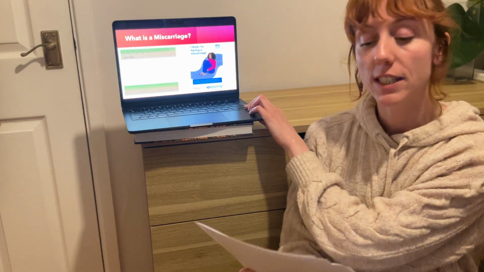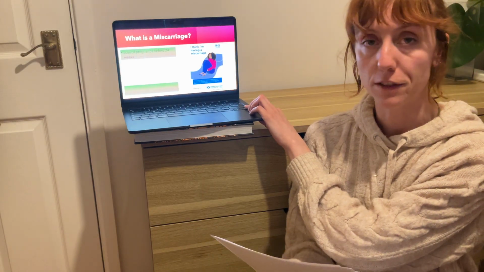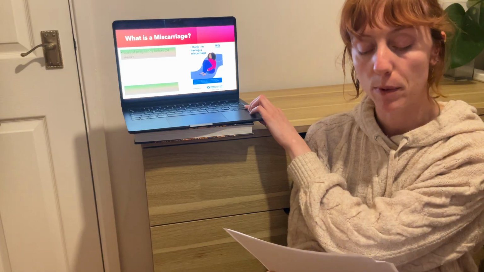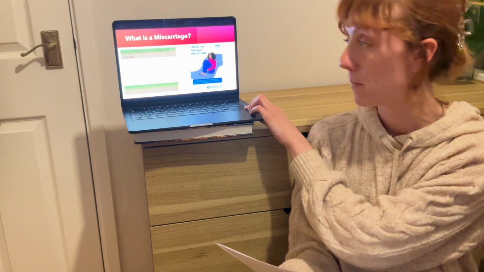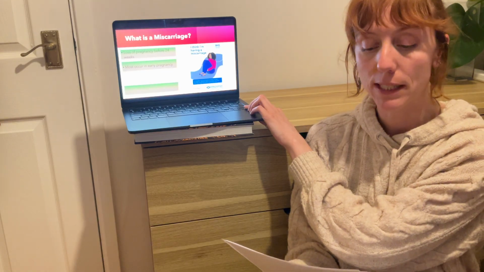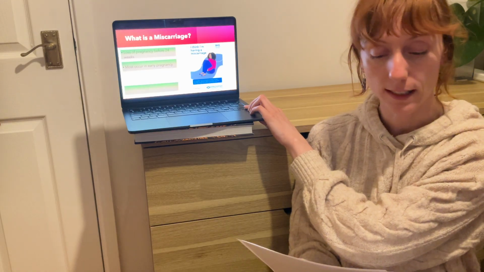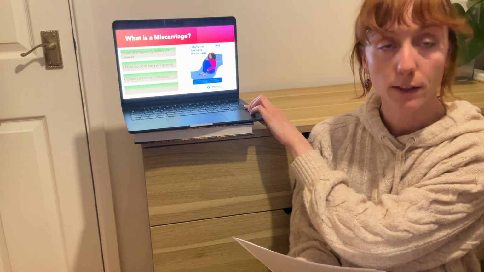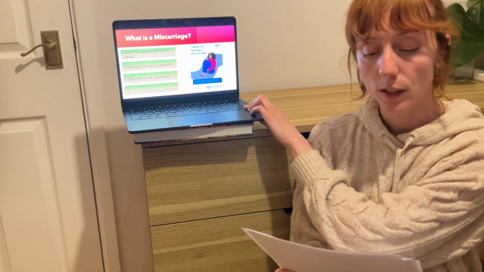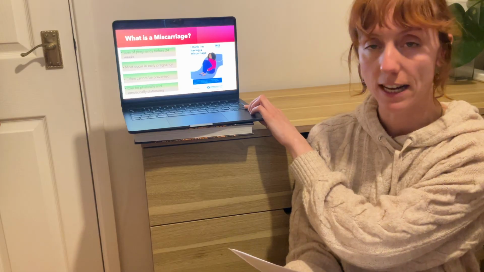A miscarriage is the loss of pregnancy before 24 weeks. Most miscarriages happen during the first trimester, especially in the early weeks of pregnancy. It is important to explain that a miscarriage is common and in many cases cannot be prevented. It can also be a very distressing experience, physically and emotionally, so care must be delivered sensitively and without blame.